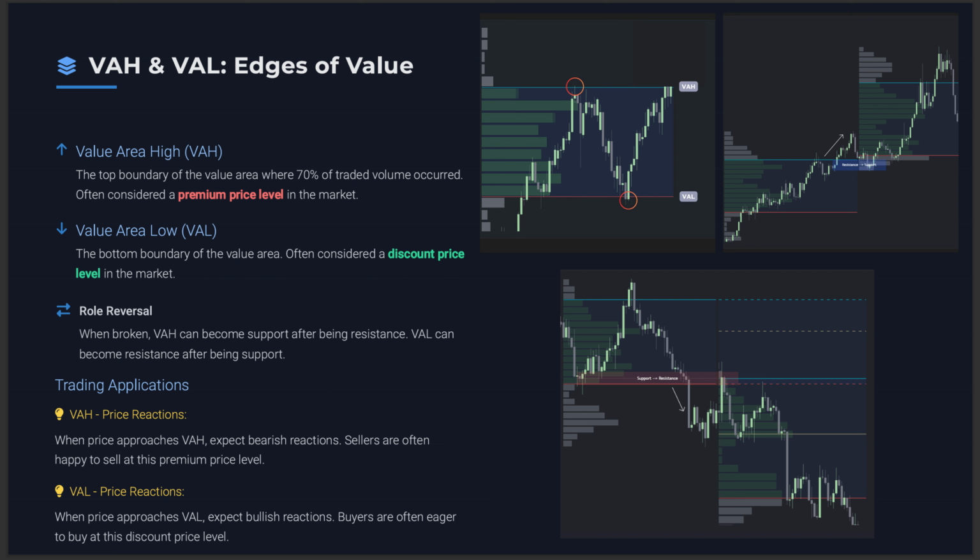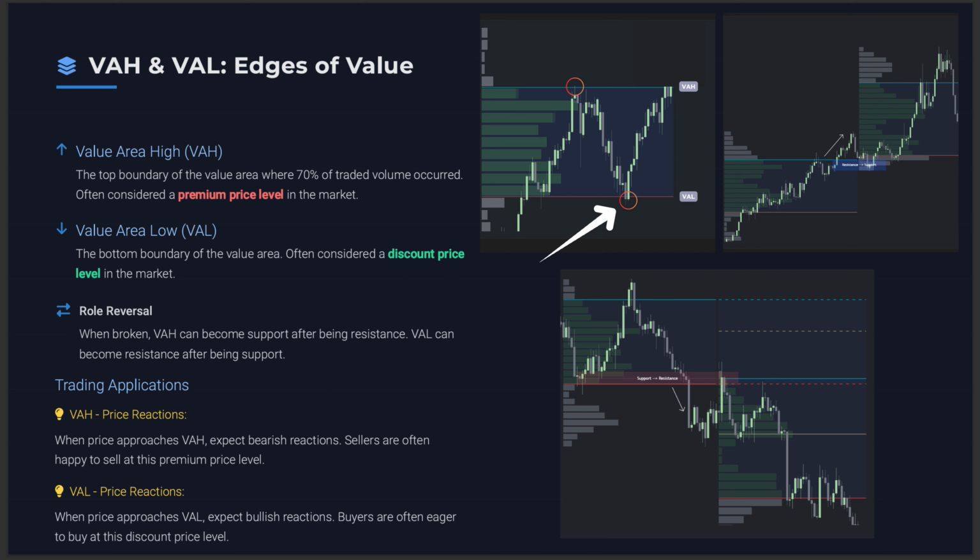However, and this is crucial, if the VAH is broken decisively, it often flips to become support. Broken resistance becomes support. The value area low, or VAL, works in the opposite way. This is the lower boundary of the value area, and when price trades down to the VAL, we consider it at a discount. If the majority of trading occurred above this level, then prices at the VAL represent good value.